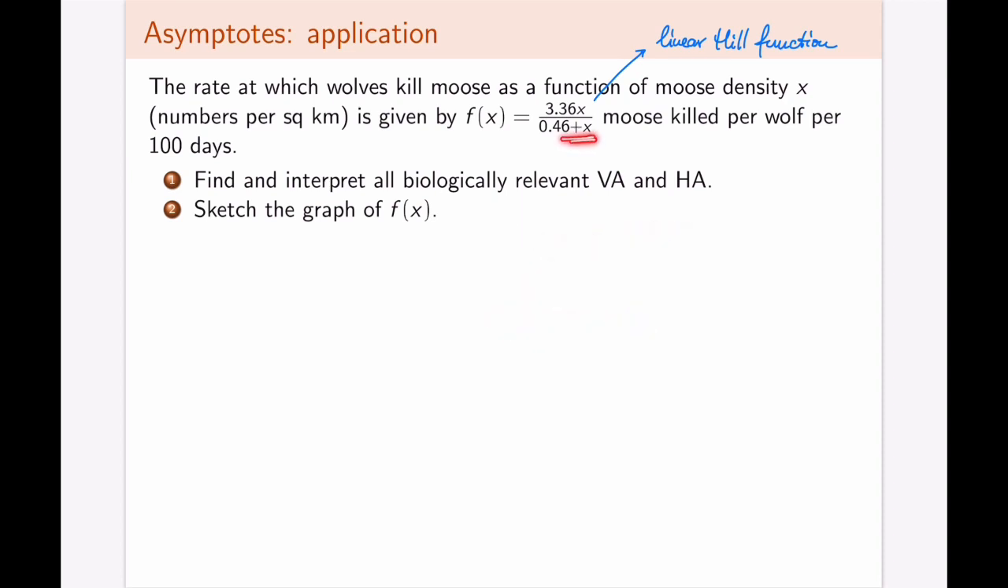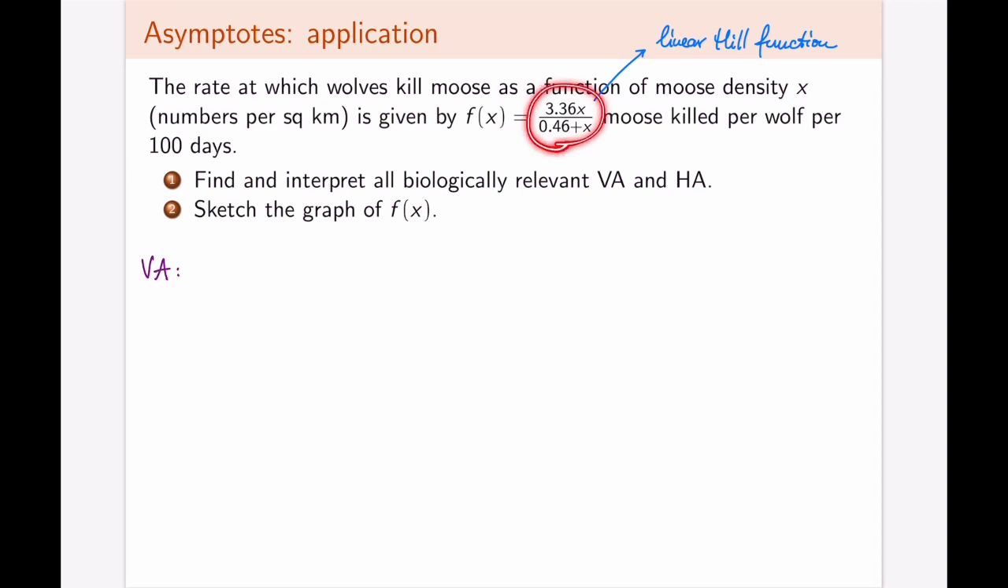So this is given to us in terms of moose density in numbers per square kilometer, and it actually represents the amount of moose killed per wolf per 100 days. We are asked to find and interpret all biologically relevant vertical and horizontal asymptotes, as well as sketch the graph. Again, as you've already seen me do, because this is a linear hill function, we already have a pretty good idea of what the overall shape of the graph should look like. But let's go through the analysis and see how that matches up with what we know the graph is supposed to look like. So first of all, let's take a look at the vertical asymptotes.